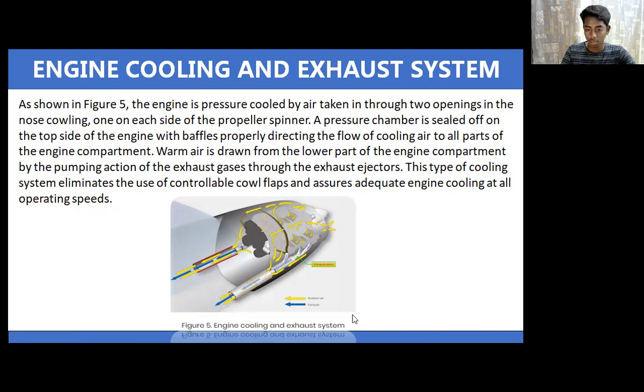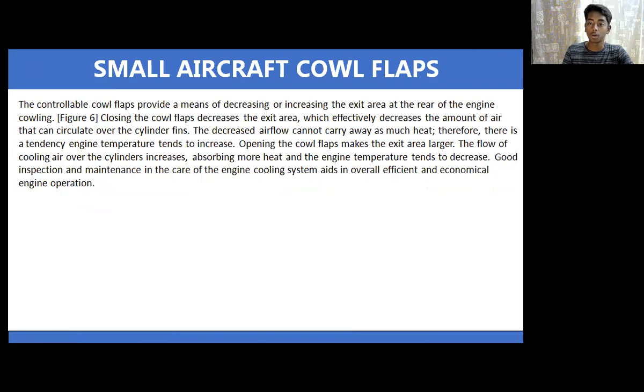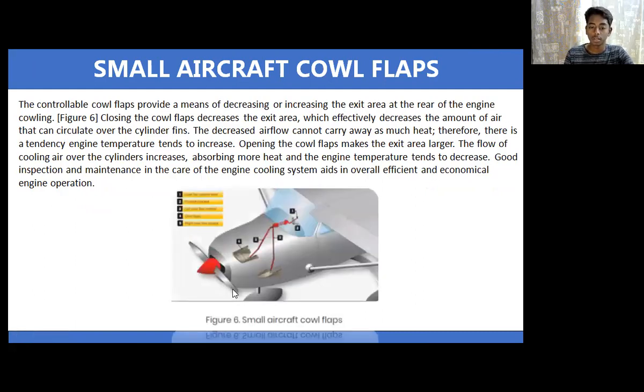This is an engine cooling exhaust. This is one of the methods, and the earlier ones were also methods to cool an engine. In all these methods, blast tubes play the main role in cooling the engine. Small aircraft cowl flaps are used for small aircraft. The controllable cowl flaps provide a means of decreasing or increasing the exit area at the rear of the engine cowling. As we can see in figure 6, this is a small aircraft engine.